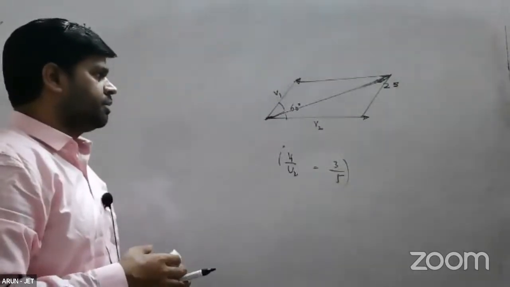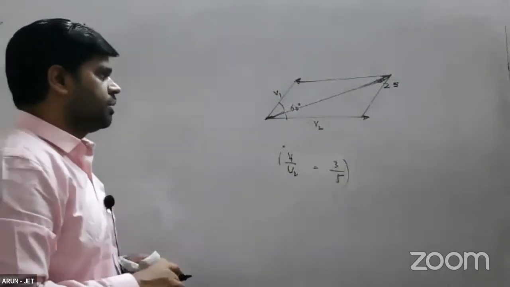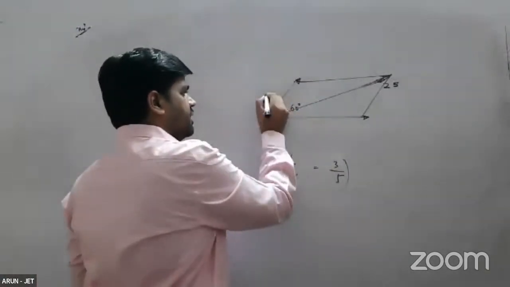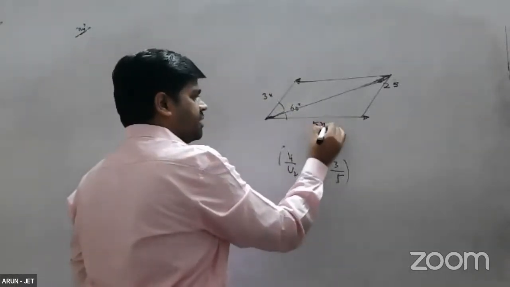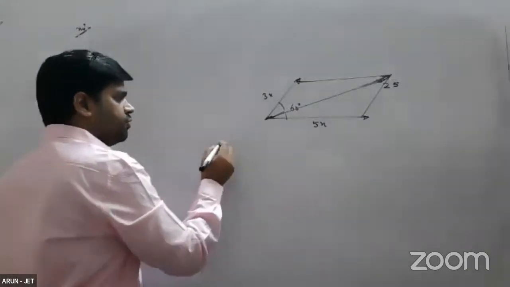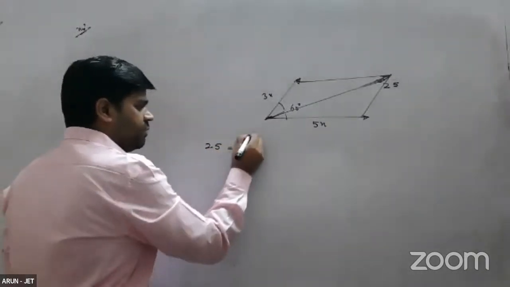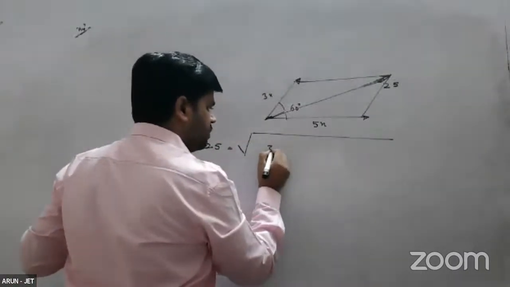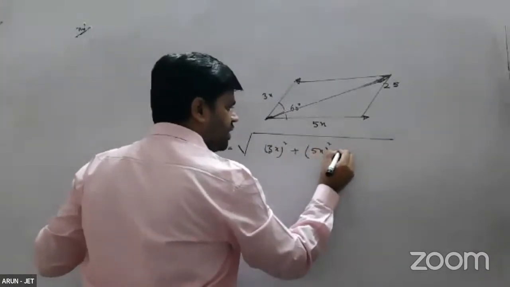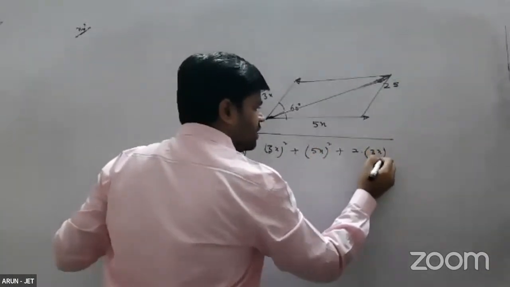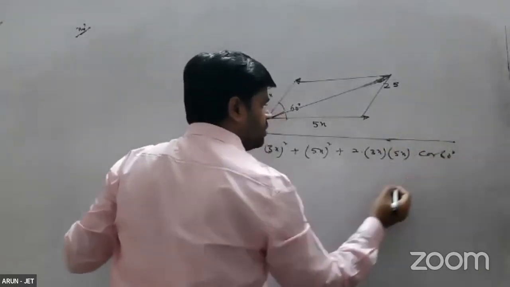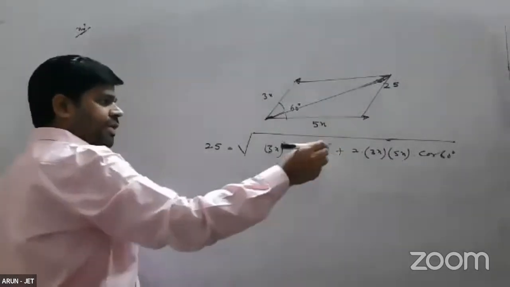Right. I'll initiate this thought process. Let's say this is 3x. So this is 5x. Right. So 25 is equal to under root of 3x square plus 5x square plus 2 into 3x into 5x cos 60. Solve for x. That's it.